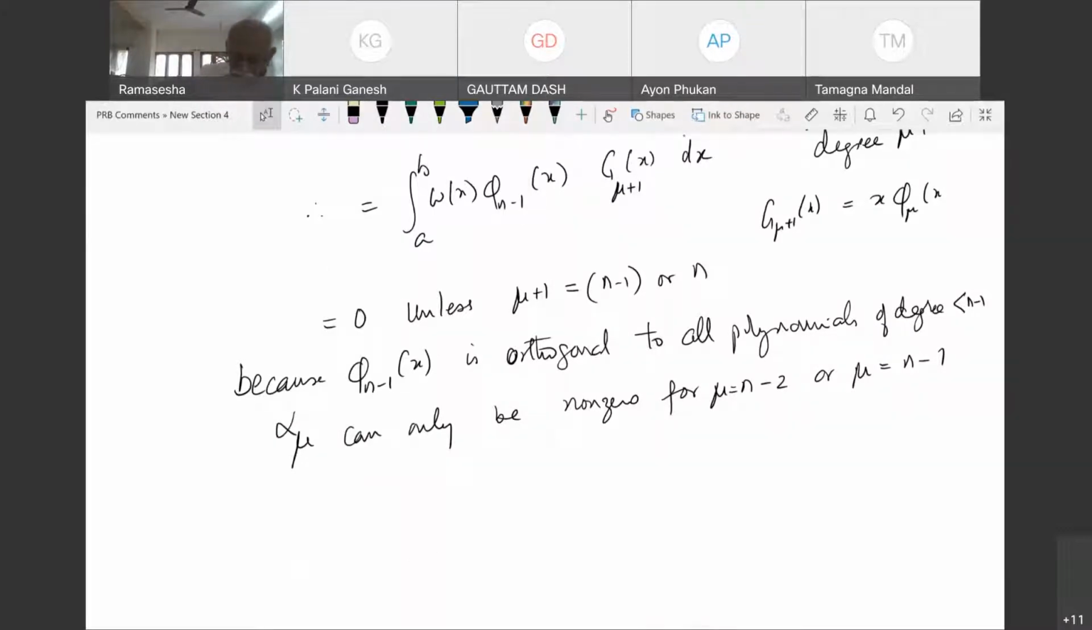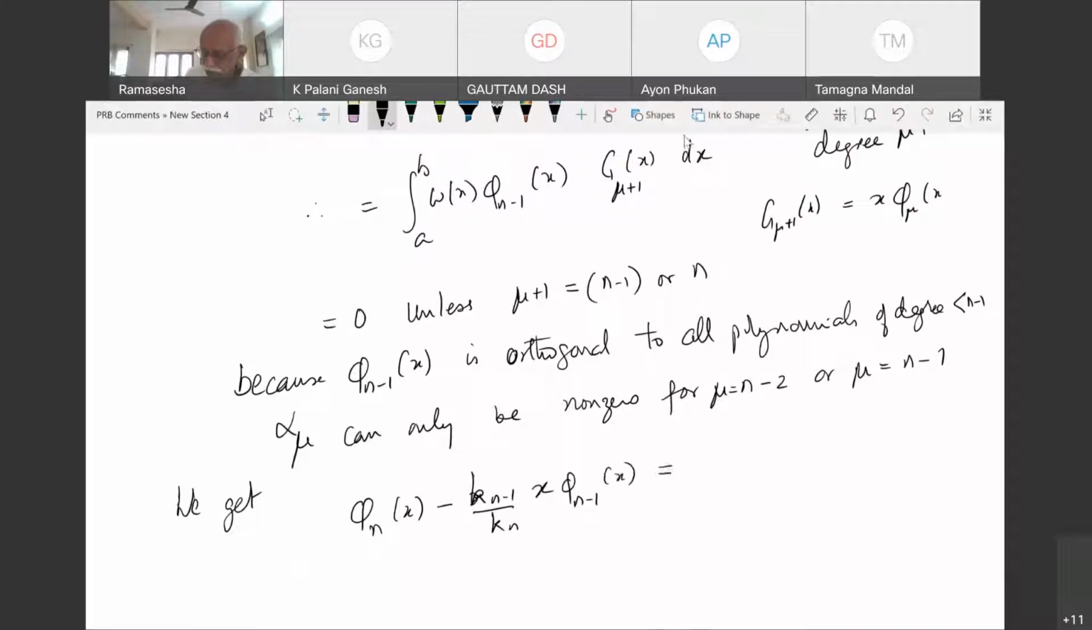So what we get is the following. Pn x minus Kn minus 1 upon Kn x Pn minus 1 x is equal to some alpha n minus 1 Pn minus 1 x plus alpha n minus 2 Pn minus 2 x. Any questions so far? Do you have any doubt?